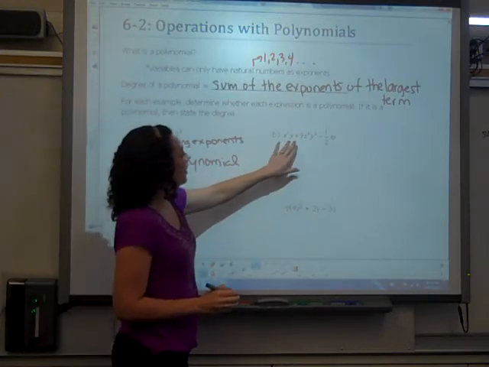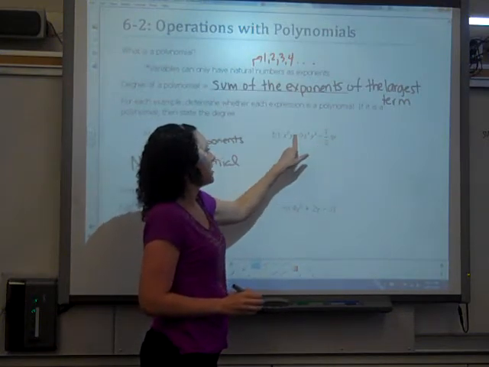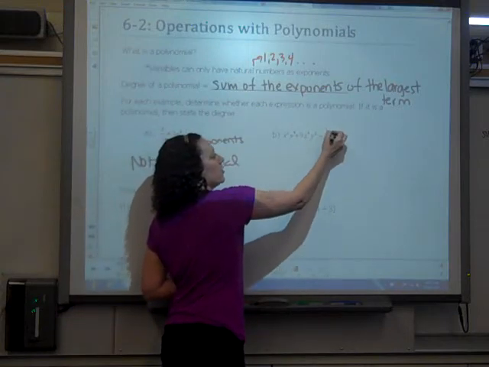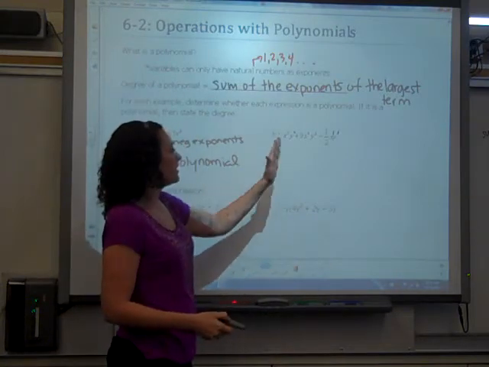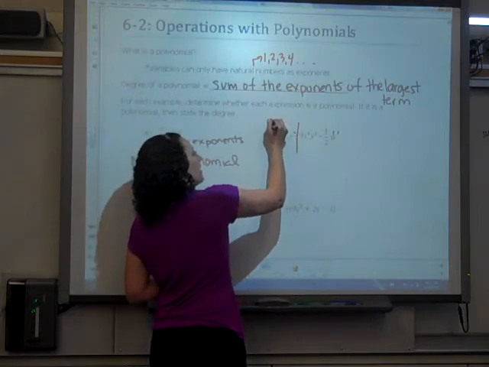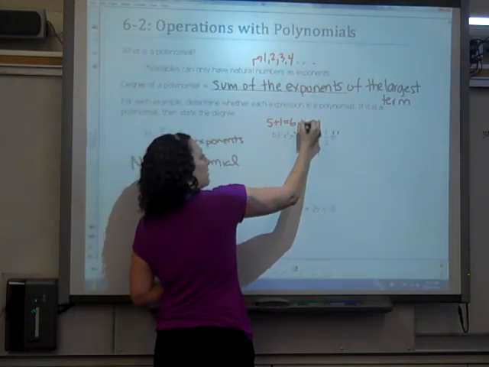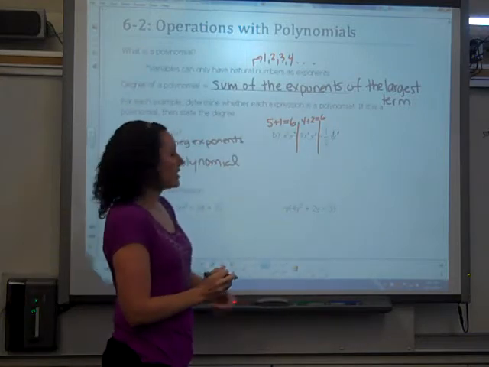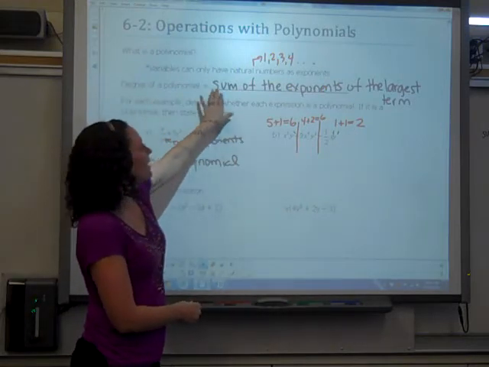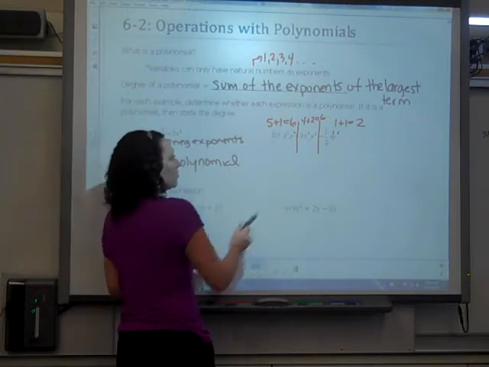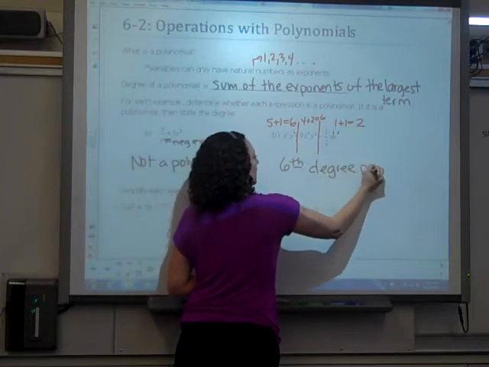For the second one, if I look at each of the terms, all the variables are not in the denominator. They all have natural numbers, like 5 and 1, 4 and 2, 1 and 1. Now I need to separate each term to see what the power is of each term. Terms are separated by pluses and minuses. The first term: I add 5 plus 1, so its power is 6. The second term: 4 plus 2, again a sum of 6. For the last one, 1 plus 1, or 2. Again, the degree of a polynomial is the sum of the exponents of the largest term. The largest sum we see is 6, so this is a 6th degree polynomial.